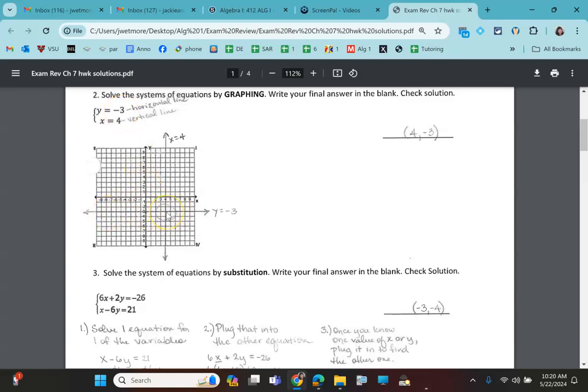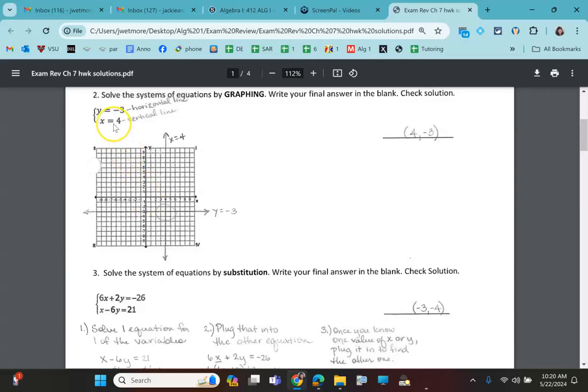If you made an XY chart for that, it doesn't matter what you put in for x, you're going to get negative 3 for y. So that would be (0, negative 3), (negative 1, negative 3), (1, negative 3), (negative 2, negative 3), (2, negative 3). That would still give you that line even if you plotted points.